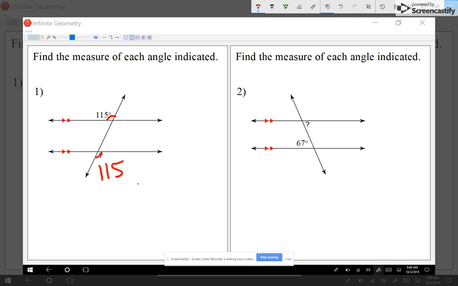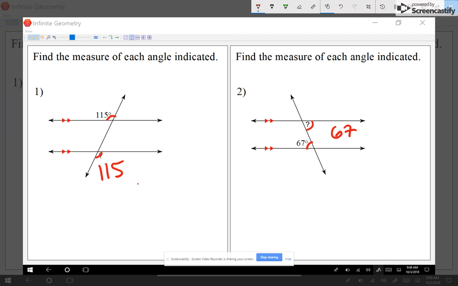The same thing with the other one. Looking at question number two, I see 67 degrees. I see the question mark. That's an example of alternate interior. The two angles are the same, so the angle that we're missing, I'm going to say it is 67 degrees. So every time that's across, it's always going to be the same, as long as they're alternate interior or alternate exterior.